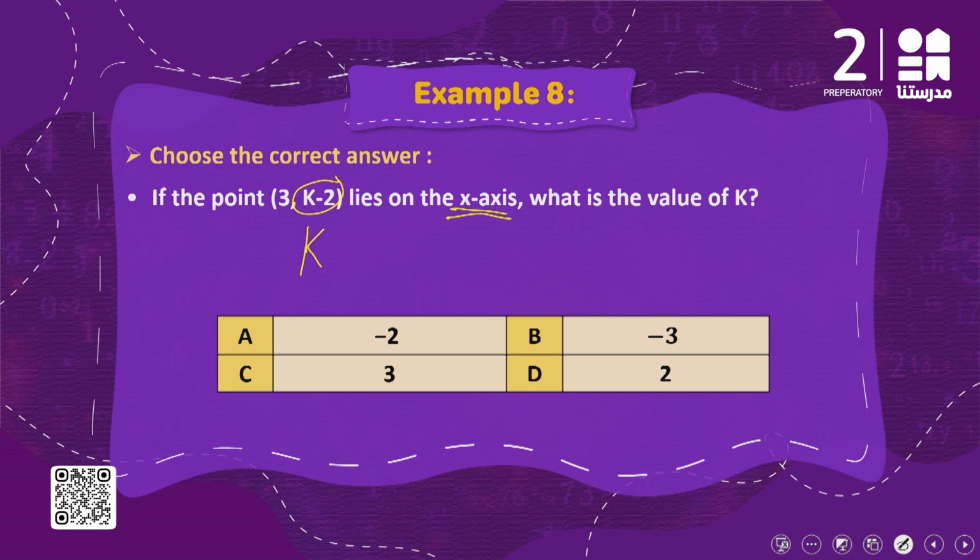So take k minus 2 equal to 0 without solving equations. For sure k will be 2.